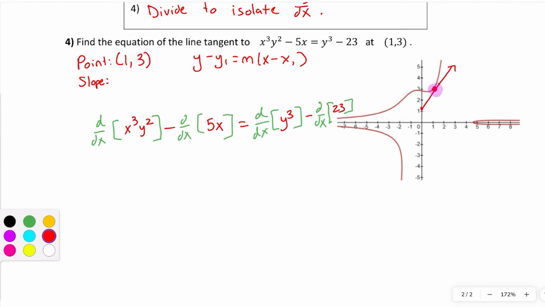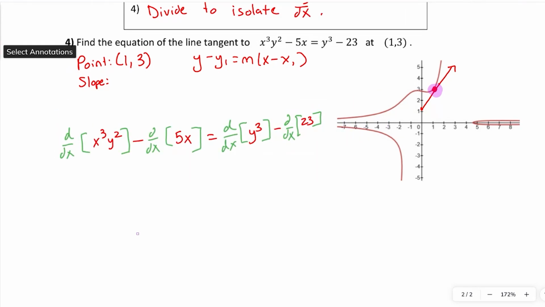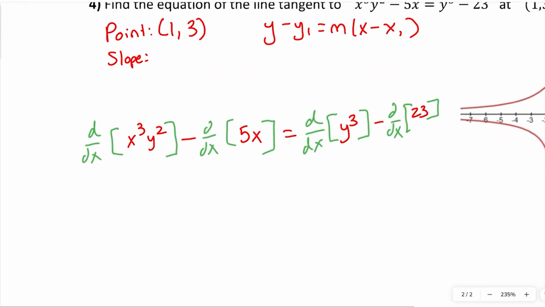Okay, so let's go through the algebra here. Let me just move this over a little bit more. We're going to have to use product rule on that first one. The derivative of x cubed with respect to x is 3x squared times y squared, plus x cubed times the derivative of y squared. This is the hard part. This is the new stuff, right?